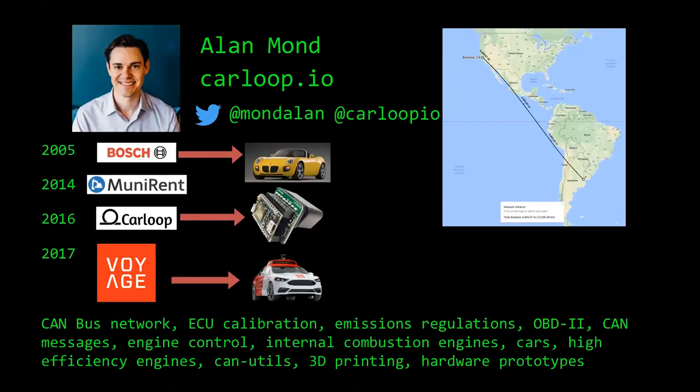So a little bit of background: I'm originally from Argentina. I worked at Bosch for a number of years on the Pontiac Solstice, doing engine calibration and a lot of work internally on how the vehicle communicates between the different modules. I then started a small equipment sharing company called Munirent, then launched in 2016 CarLoop, which is a car hacking tool. And you'll see it pop up here. I recently started at Voyage, doing hardware integration and controls for a self-driving taxi service. Below are all my interests, so if anyone is interested in any of that stuff, definitely hit me up on Twitter. My Twitter is on there as well.